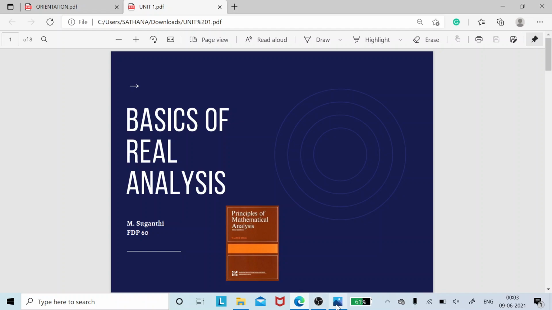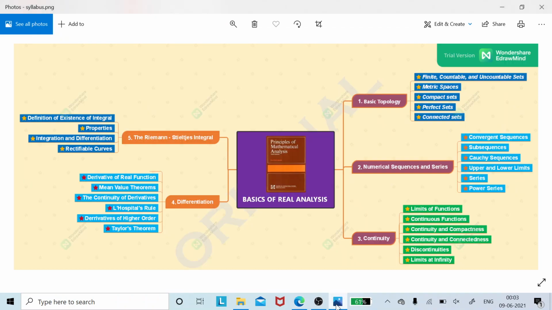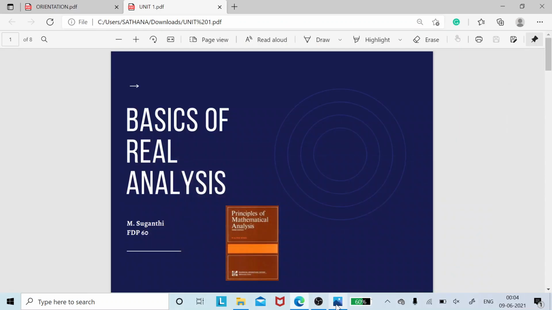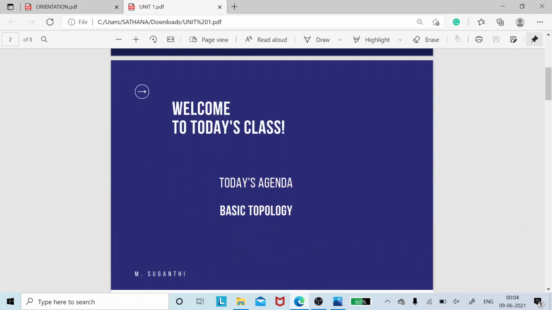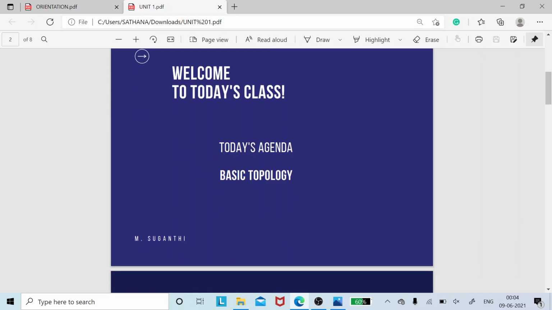Let us have a glance at our syllabus. In Basics of Real Analysis, the first unit is Basic Topology, and we have to complete the course with the kinds of sets: finite, countable, uncountable, open sets, closed sets, etc. So let us start with Unit 1, Basic Topology. And that's our agenda.